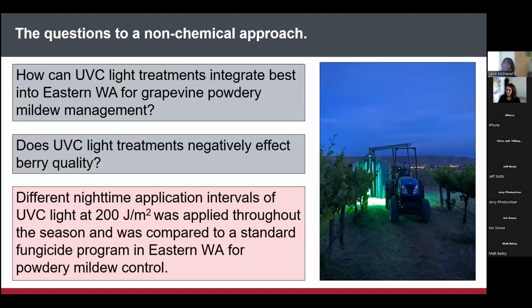So what my research has been about is these questions: how can UVC light treatments integrate best into Eastern Washington for grapevine powdery mildew management? And we also wanted to know, do UVC light treatments negatively impact berry quality? To do this, we did different nighttime application intervals of UVC light at 200 joules per meter squared. And that was applied throughout the season and was compared to a standard fungicide program in Eastern Washington for powdery mildew.